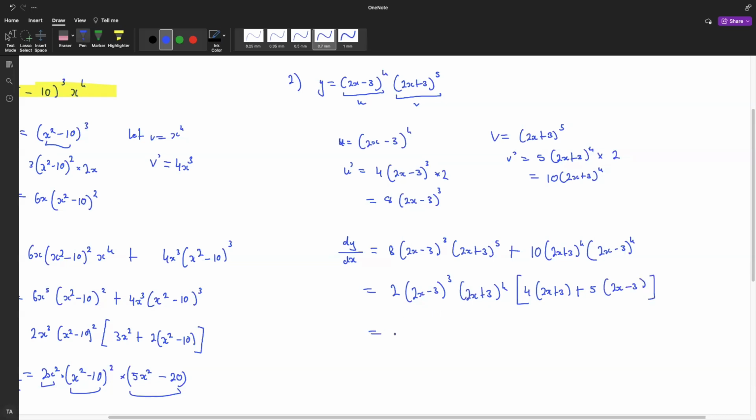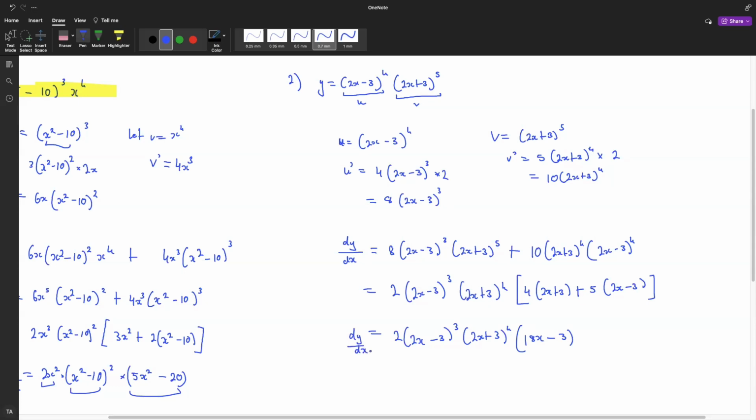Okay, now we'll simplify this. So we've got 2 (2x minus 3) to the power of 3 (2x plus 3) to the power of 4 times (4 times 2x, which is 8x, plus 10x). So that becomes 18x. And then we've got 12 minus 15, which becomes minus 3. And that becomes our final derivative.